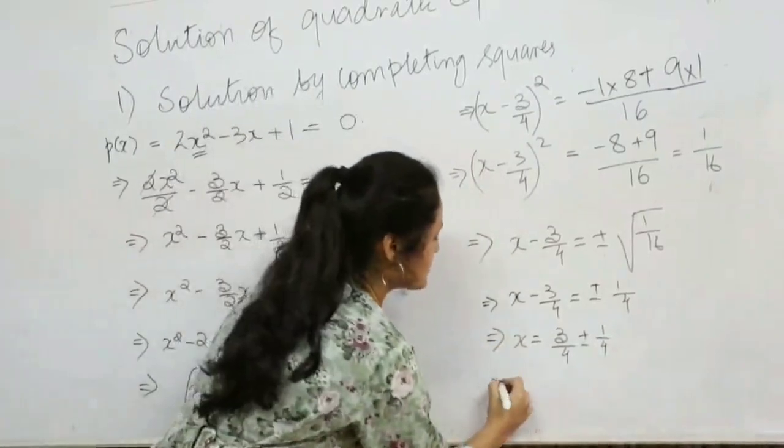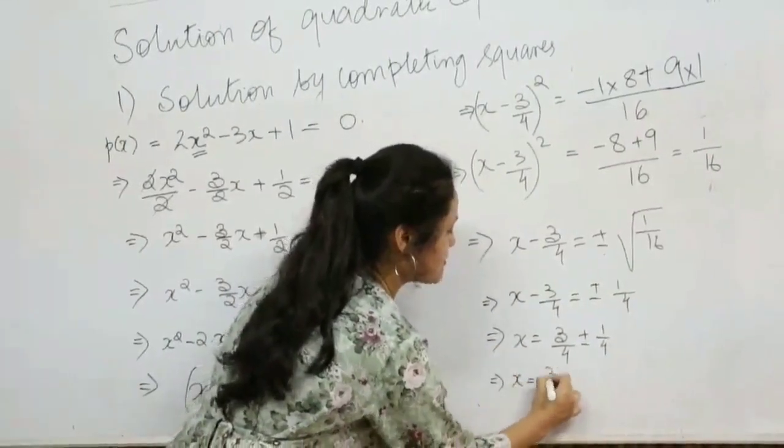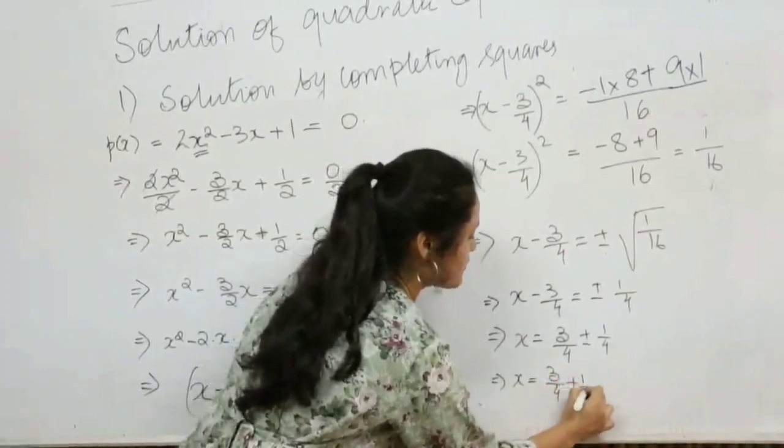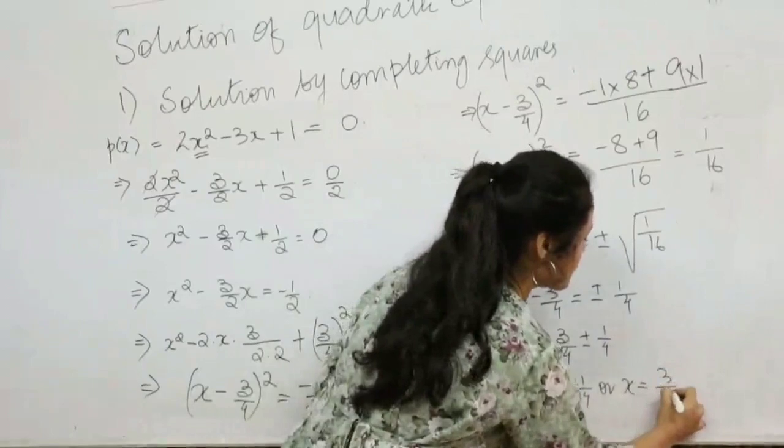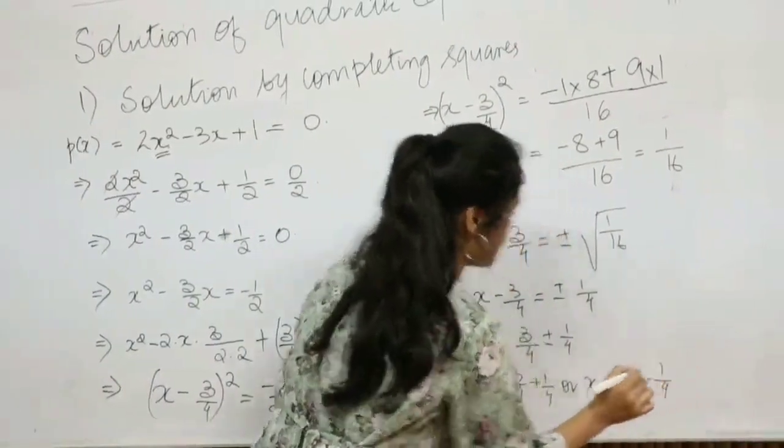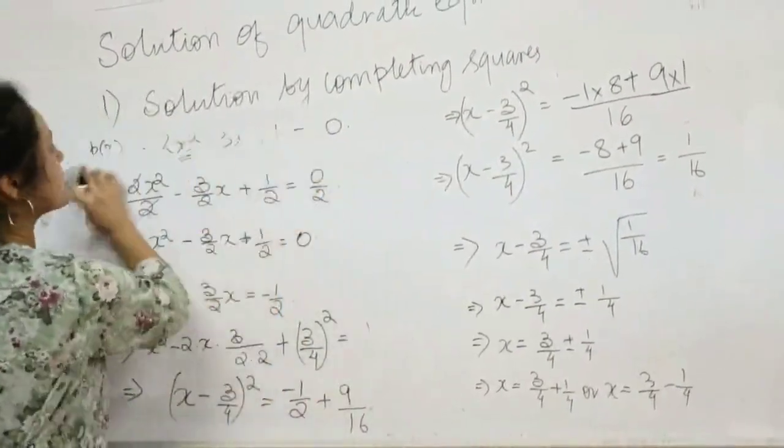So this implies that x is equal to 3 by 4 plus 1 by 4, or x is equal to 3 by 4 minus 1 by 4. Okay, I'll continue here.